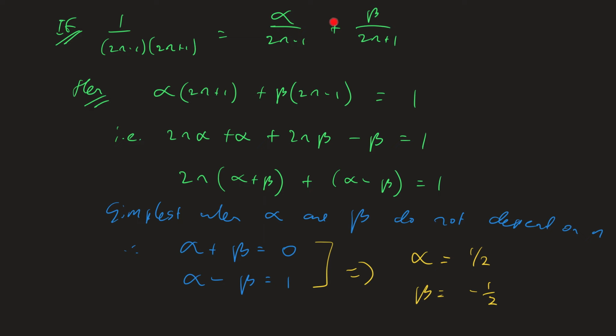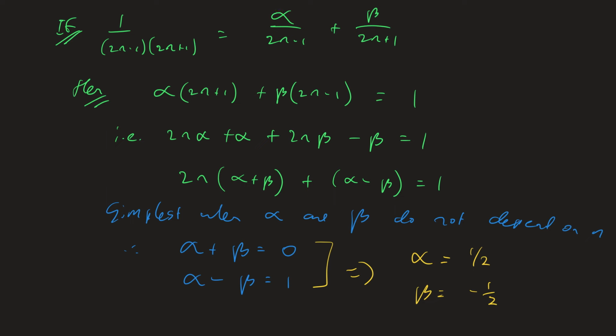So if this is equal to this, because they've now got the same denominators, I require the numerators to be the same, and we just said the numerator on the right-hand side is alpha times 2n plus 1 plus beta times 2n minus 1, and the numerator on the left-hand side is just 1. So if this is true, then we must have this to be true. Expand the brackets, and we collect n here and a constant term here.